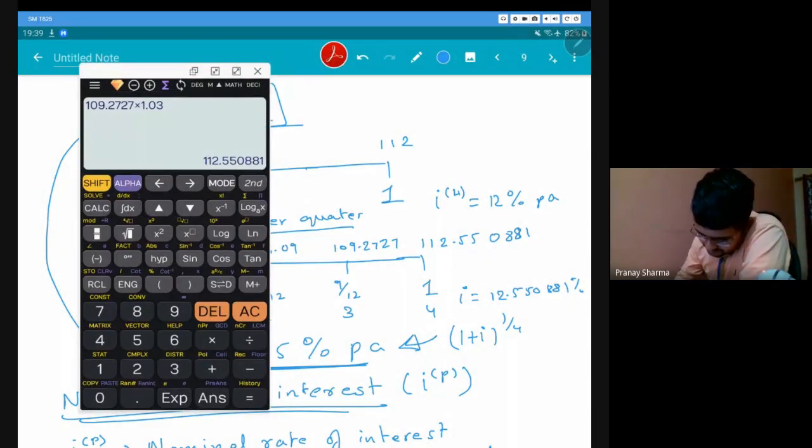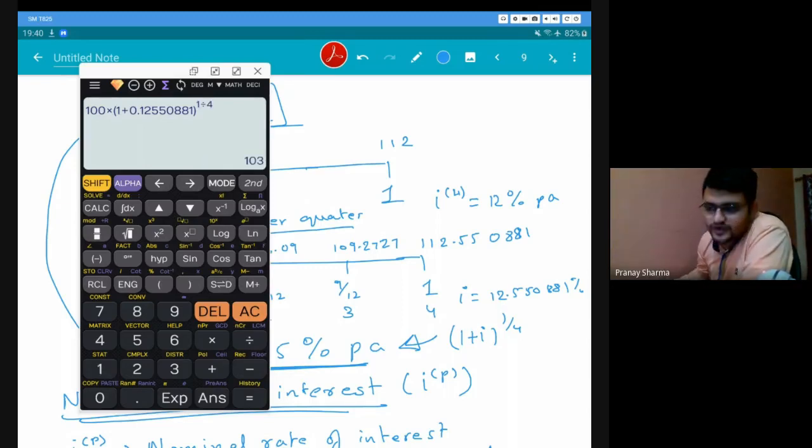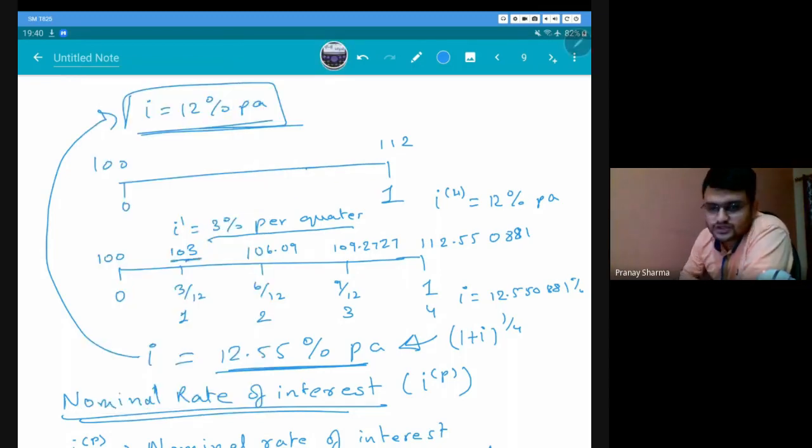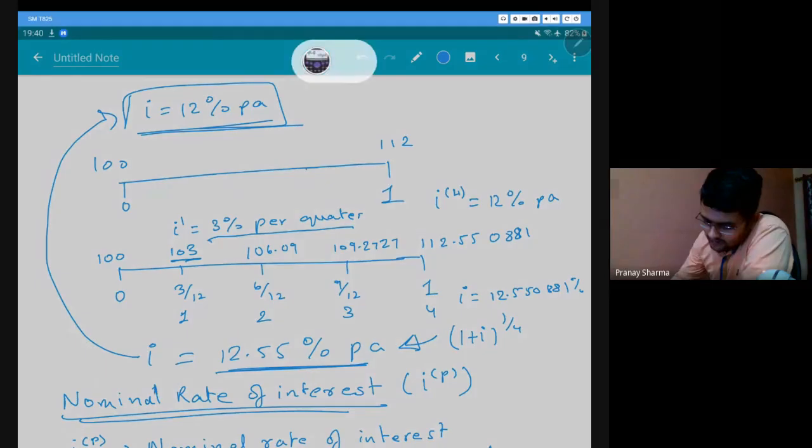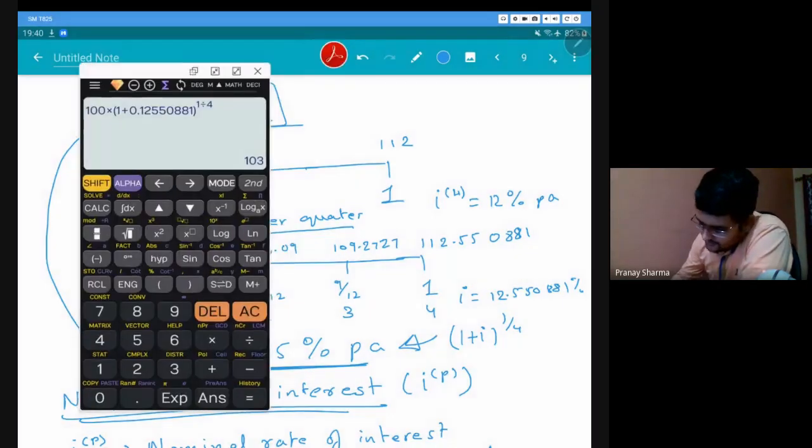I'll have 100 into 1 plus I, which is 0.125508881, bracket close, raised to 1 divided by 4, and that became 103. So in 1/4 year the accumulated value is going to be 103. You can do that in half year as well. Half year, this will just become raised to half. So I will just edit this equation.